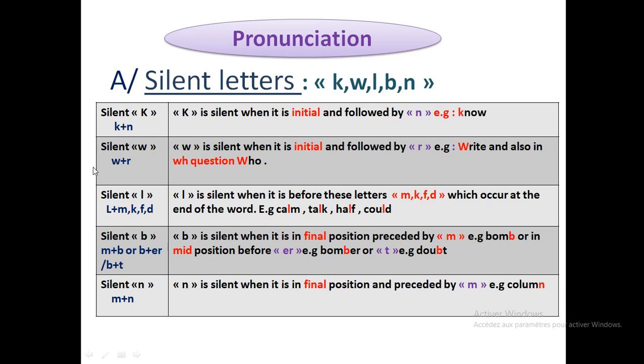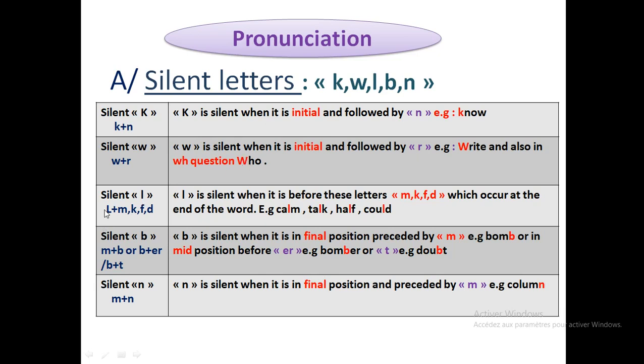Silent W plus R. W is silent when it is initial and followed by R. Example, right, the same thing. كي تكون في بداية الكلمة موراها تكون R. In this situation the W is silent. And W is also silent in the WH question word who. In this WH in who, the W is silent.